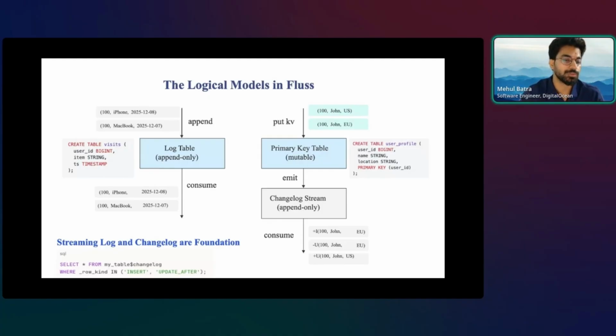Now let's jump into the logical models in Fluss. On the left, we have a log table, which is append-only, and on the right, we have a primary key table, which is mutable. Before we jump into the diagram, I just wanted to touch base on what a log table is. A log table is a type of table in Fluss that is used to store data in the order in which it was written.